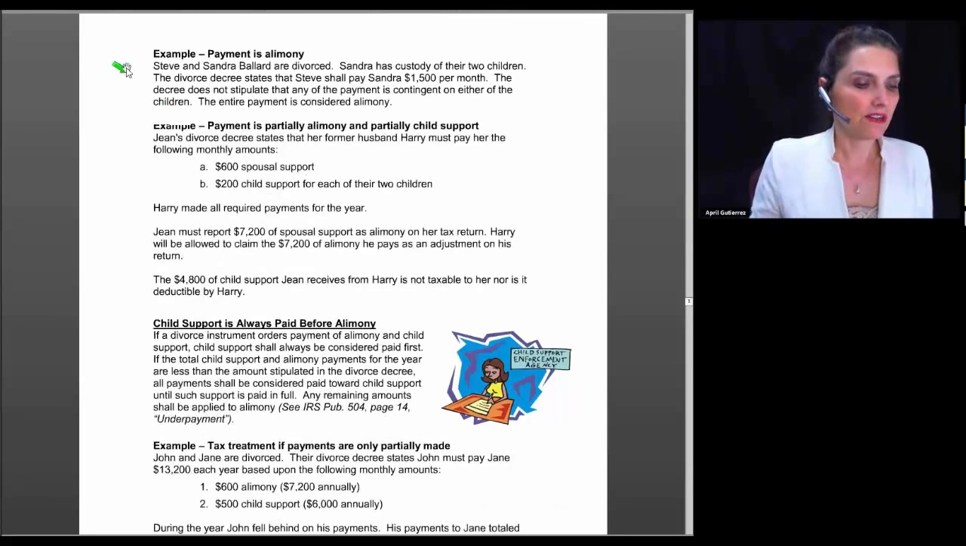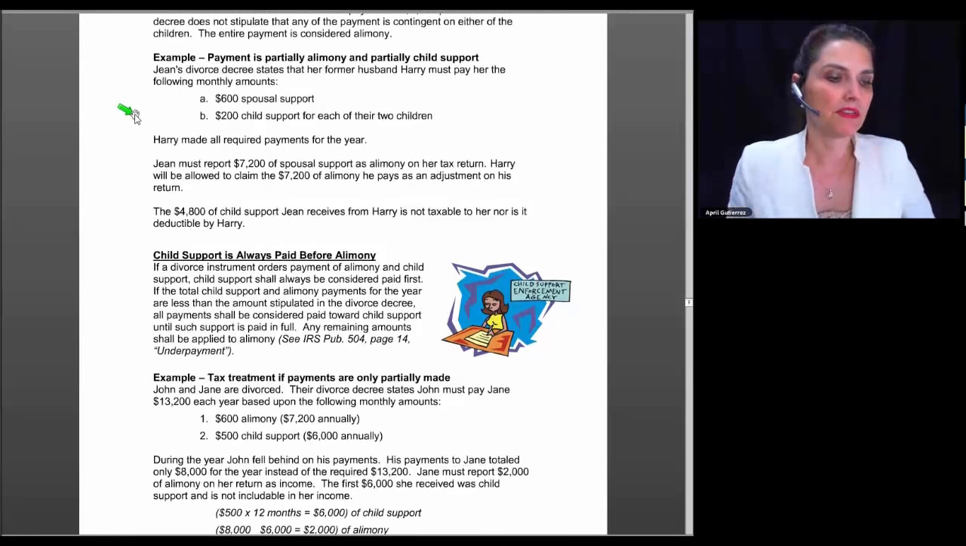Steve and Sandra Ballard are divorced. Sandra has custody of the two children, and the divorce decree states that Steve shall pay Sandra $1,500 per month. The decree does not stipulate that any of the payment is contingent on either of the children, and therefore the entire payment is considered to be alimony.